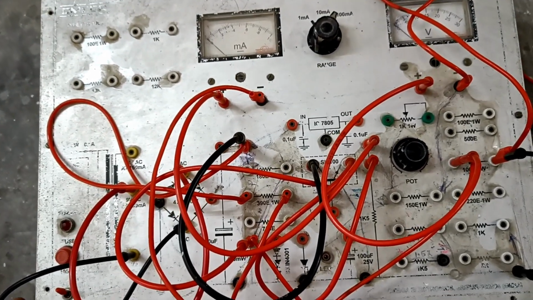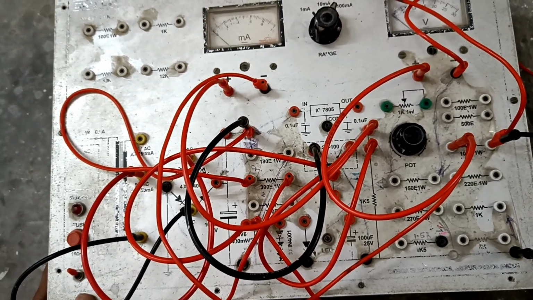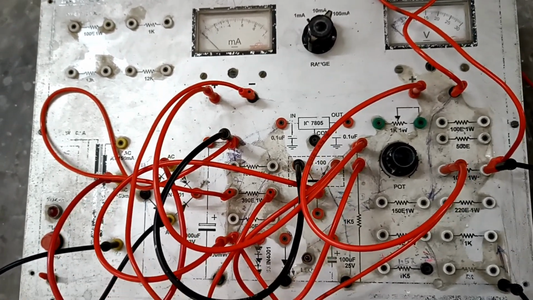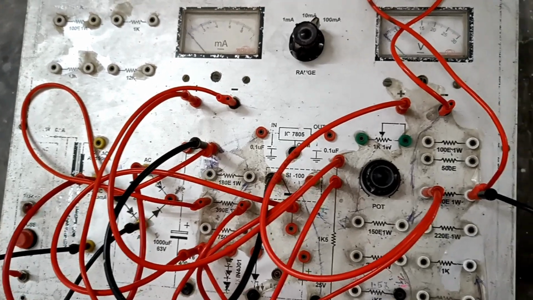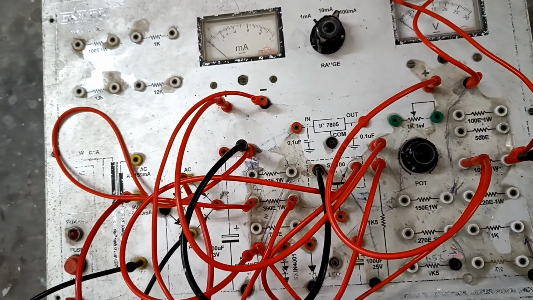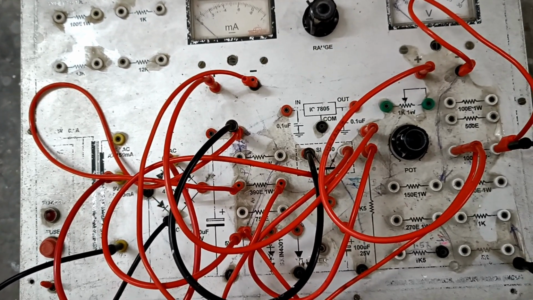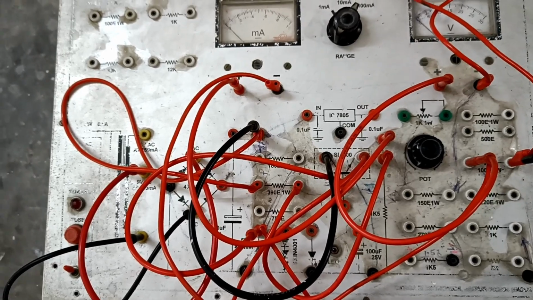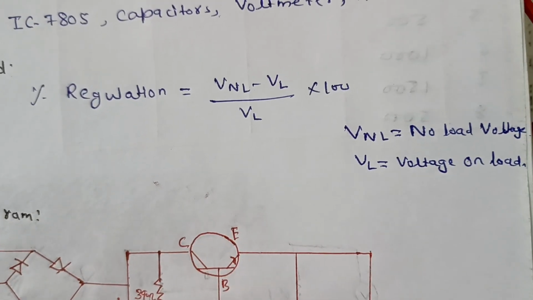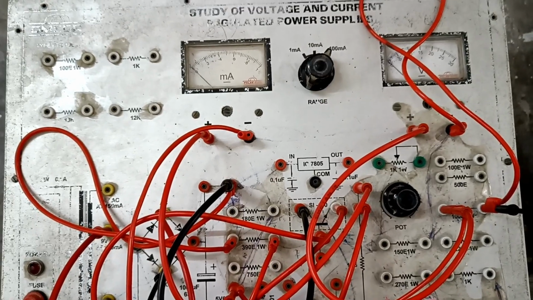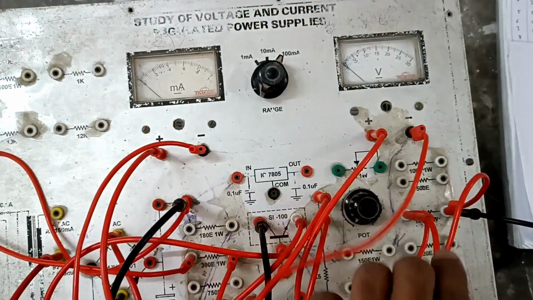So let's turn on the power supply and measure the voltage, current and percentage regulation from the formula. The formula for percentage regulation is equal to VNL minus VL upon VL into 100. This is our percentage regulation formula. Let's turn on the power supply.